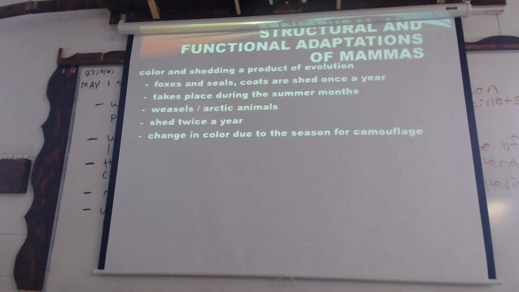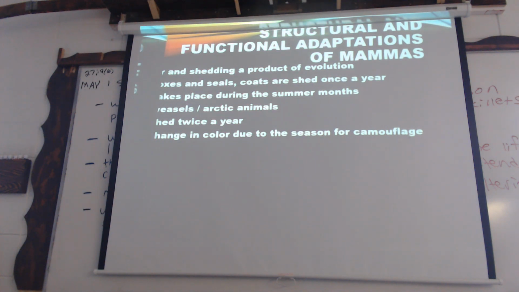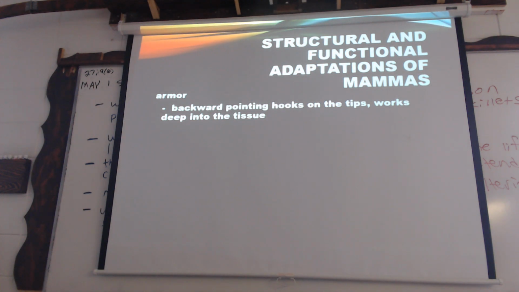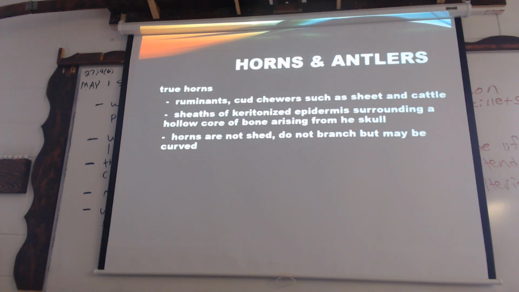Okay, so this is what we talked about as far as camouflage is concerned. And then I think we talked about that yesterday. And here's your armor that you were talking about yesterday. That can be for protection. And then we move on to horns and antlers because they are two different distinctions.